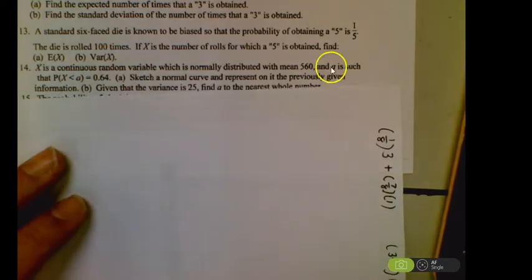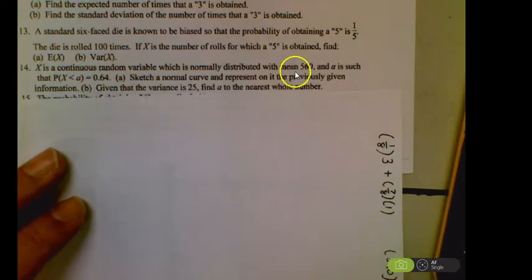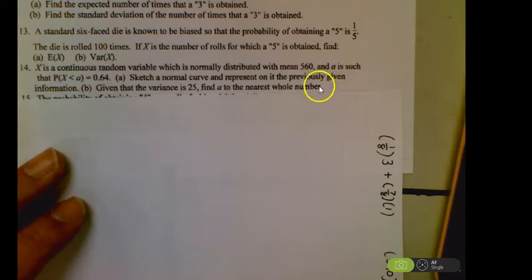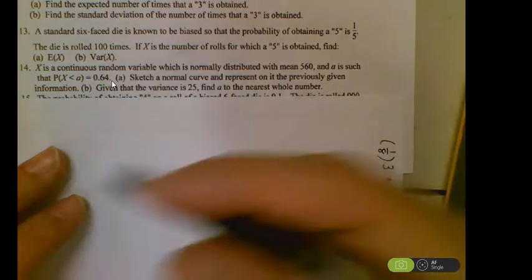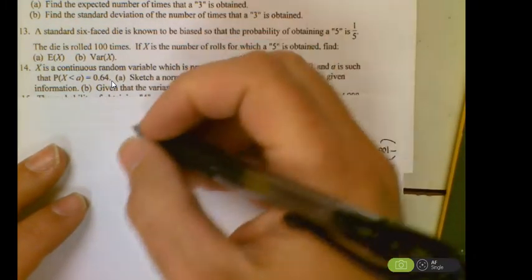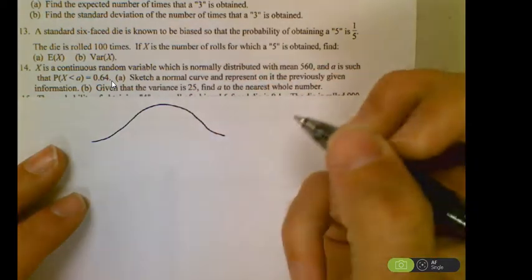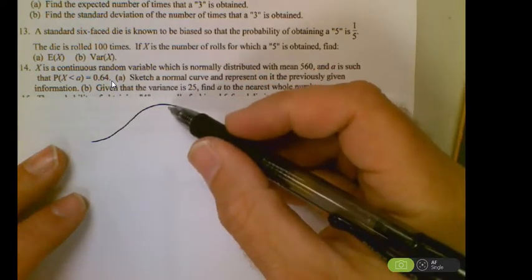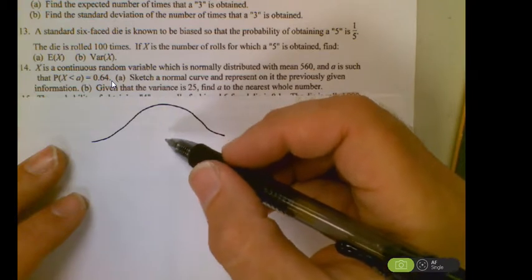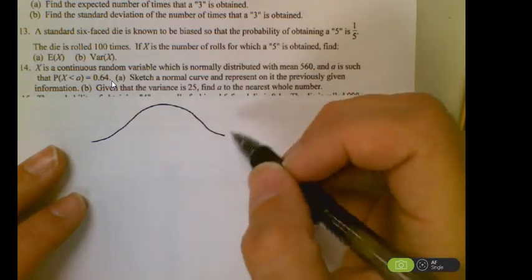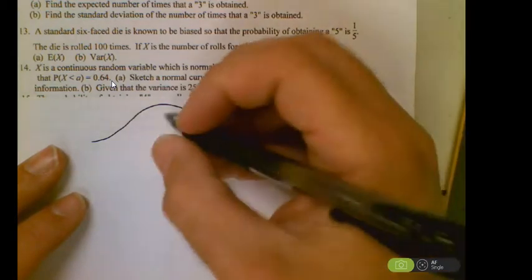So you have your mean of 560. A is like the x-axis value where the probability of anything below that is 64%. So sketch the normal curve for that information, pretty similar to ones that I've done earlier in the video here for similar questions. Remember, the 50% mark is in the middle because the mean splits this guy in half. So you got your mean at 560.